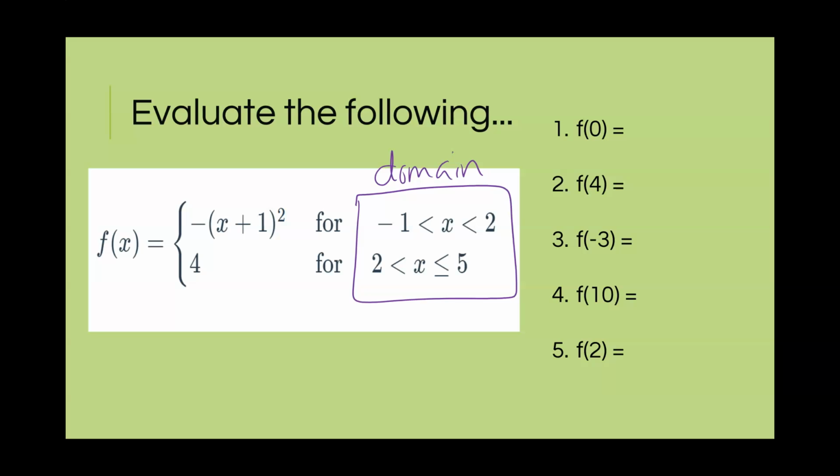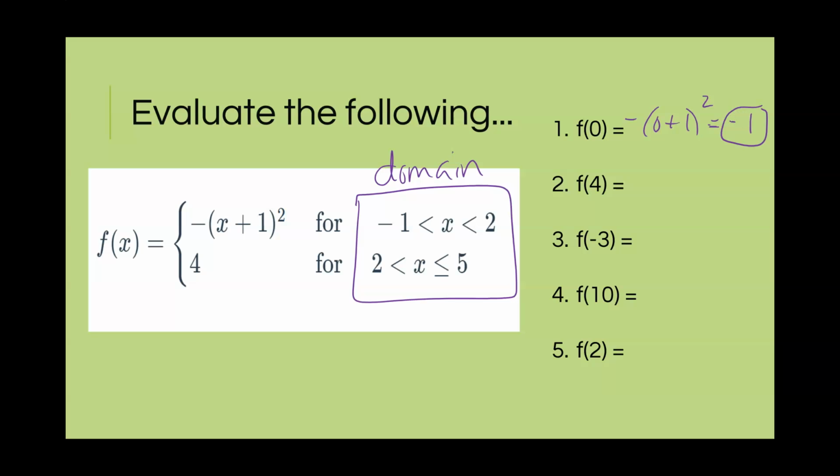Okay. So first one, x is 0. Is 0 between -1 and 2? Yes, 0 is between -1 and 2. So I'm going to plug 0 into here. And I'm going to say negative 0 plus 1 squared. And that's going to give me, now, make sure, if you get confused, use your calculator because order of operations is important. So it's going to be -1 here. So when x is 0, y is -1.